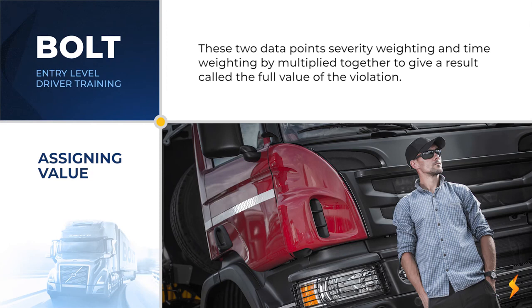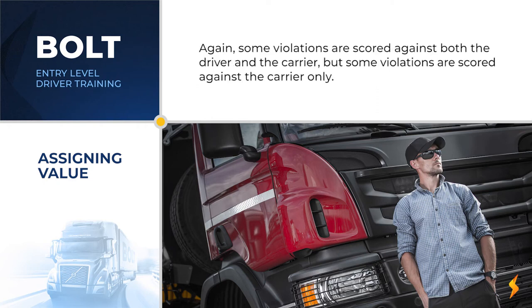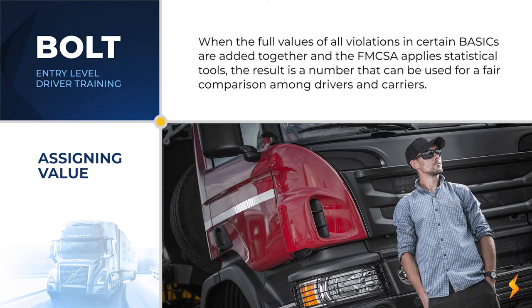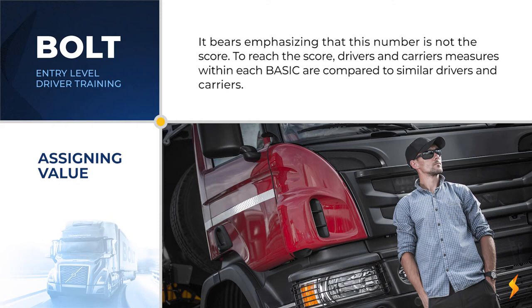These 2 data points, severity weighting and time weighting, are multiplied together to give a result called the full value of the violation. Again, some violations are scored against both the driver and the carrier, but some violations are scored against the carrier only. When the full values of all violations in certain basics are added together and the FMCSA applies statistical tools, the result is a number that can be used for a fair comparison among drivers and carriers. It bears emphasizing that this number is not the score. To reach the score, drivers and carriers measured within each basic are compared to similar drivers and carriers.